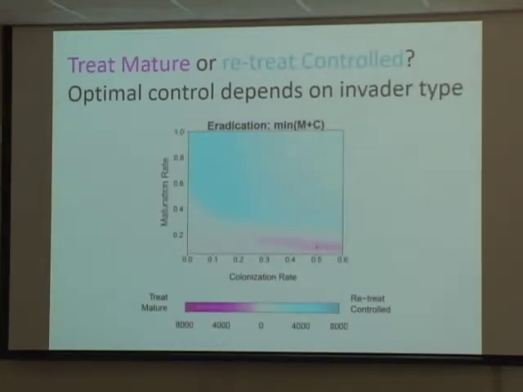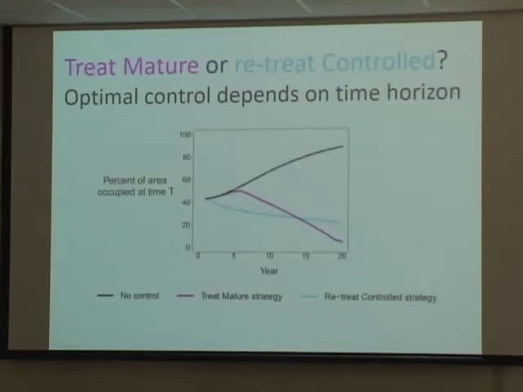So I have this little dot here, and I want to talk about this specific parameterization because I think that's what kudzu is. I think it takes a long time to mature, and then once it's mature, it colonizes new area very quickly. So for this specific kudzu-like invader, I'm now plotting the percent of the area occupied over time. So I'm not just looking at after 20 years, I'm looking across all of time. This black line is the amount of the area that would be full if we don't exert any control on any type of patch ever.